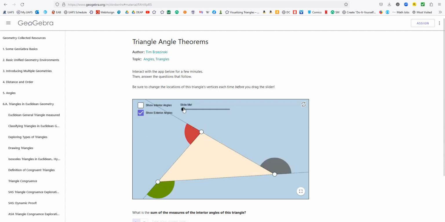Oh, how about the exterior angles? This is interesting too. Look what happens here. They sum up to 2 pi, 360 degrees. That's pretty interesting. Okay, so we can see some interesting things there about the angles.